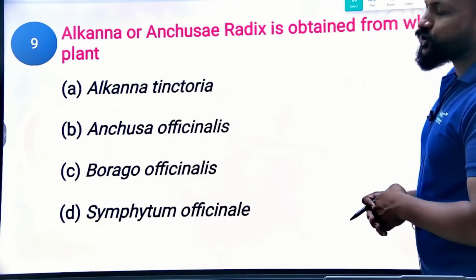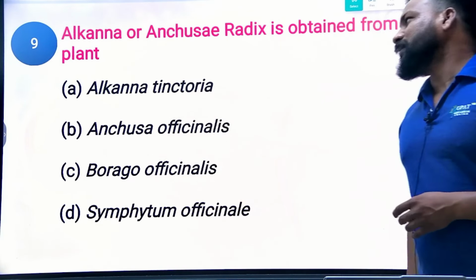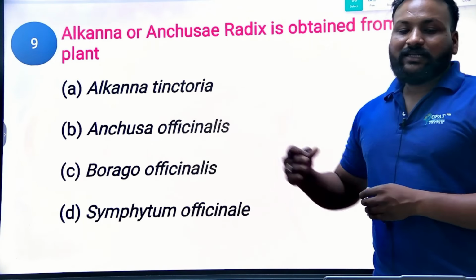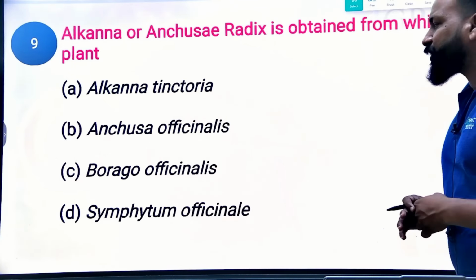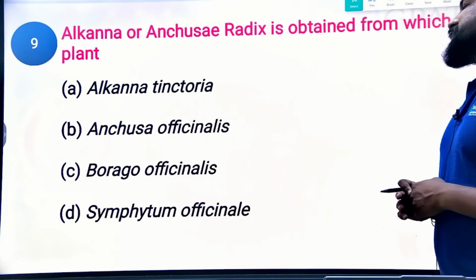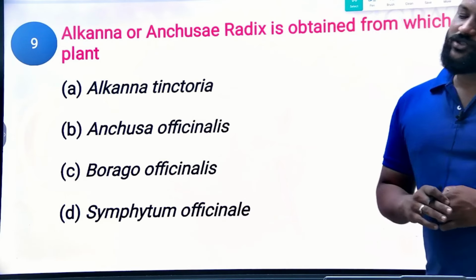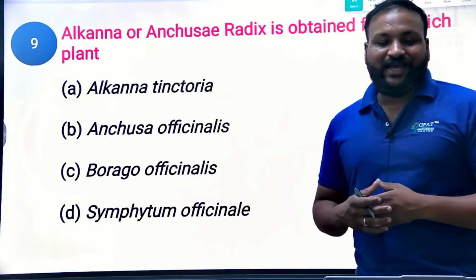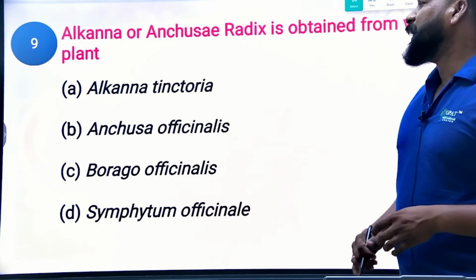Alkanna radix is obtained from the plant. So what is the source of the Alkanna plant or radix? Alkanna tinctoria, Anchusa officinalis, Borago officinalis, or Symphytum officinale. What is the right answer?